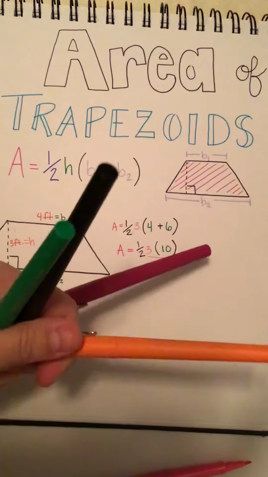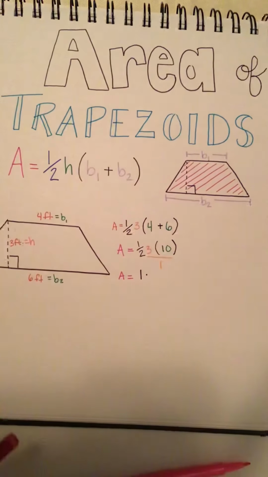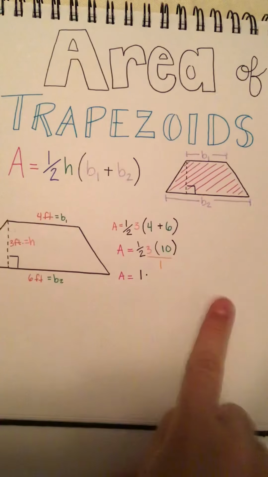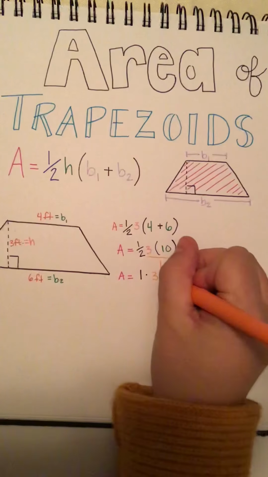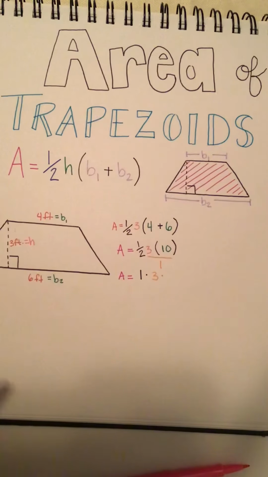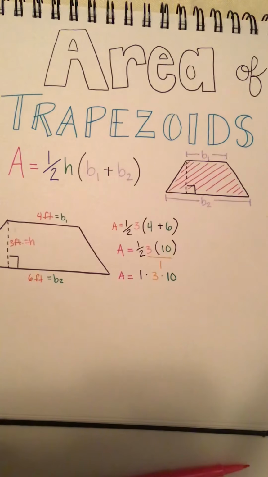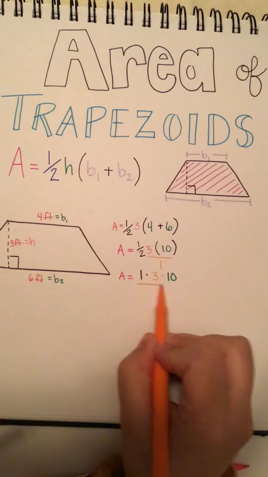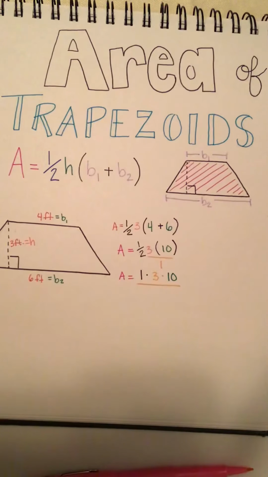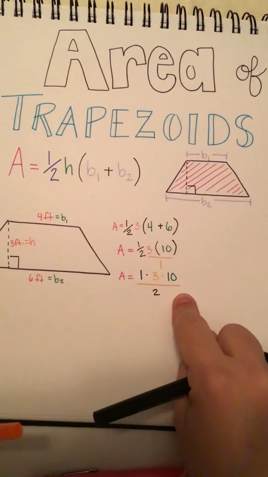get my markers, look at this, all mixed up. 1 times, remember we're not using x anymore, don't use x. 1 times 3 times 10 all over, what color did I use? Oh, we'll just use black. All over 2. I think this would be easier to use.